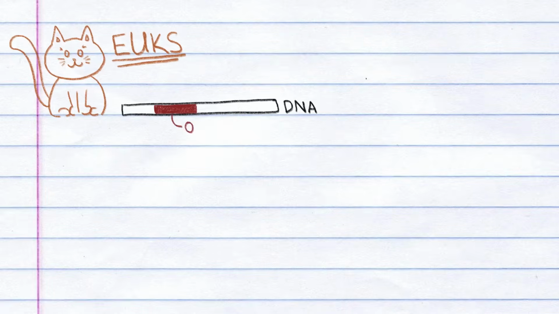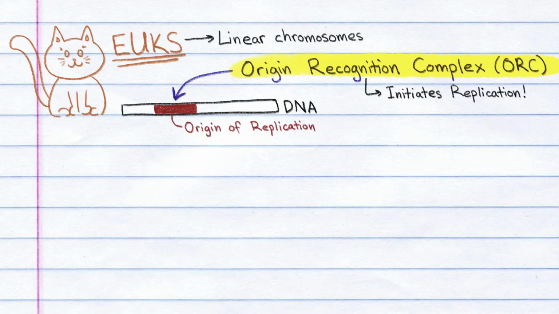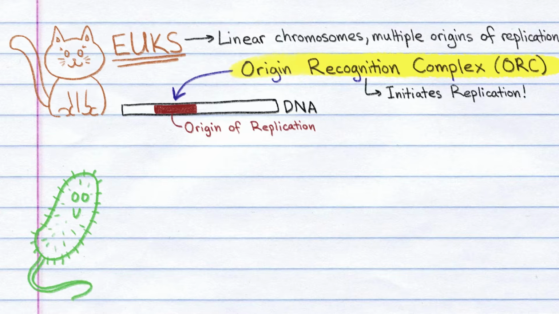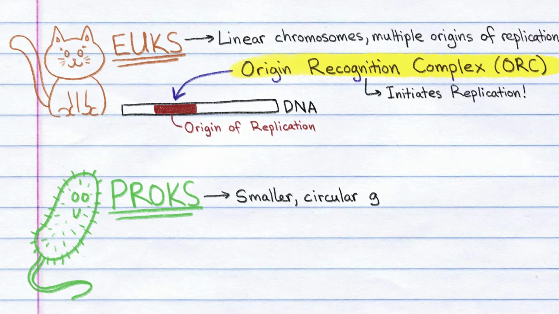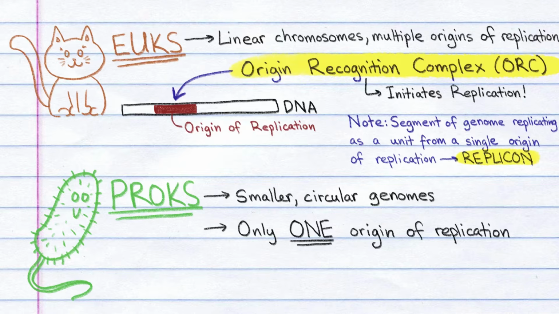In eukaryotes, origins of replication are defined as nucleotide sequences that bind the origin recognition complex, or ORC, which initiates replication. Eukaryotes have linear chromosomes, and they initiate replication at multiple origins. Prokaryotes, on the other hand, have much smaller genomes which are circular, and they have only one origin of replication. In eukaryotes, the regions between units of replication are called replicons.